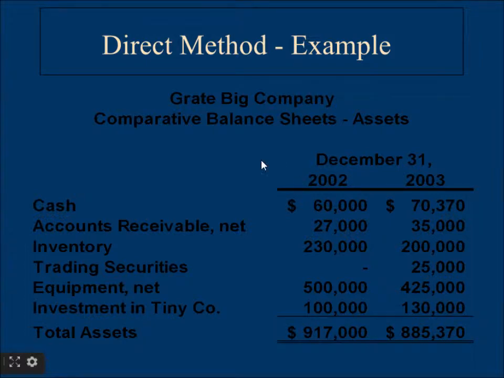This is another example. This is the comparative. Whenever you have to calculate the cash flows, every time there will be two years given, two successive years given for the comparison, which is also called a comparative balance sheet. So this is the assets for the comparative balance sheet for this particular company for 2002 and 2003. We can see that cash has increased, accounts receivable has increased, inventory has decreased. Similarly, we can make one table here which will give us the increase or decrease in each of the factors here.